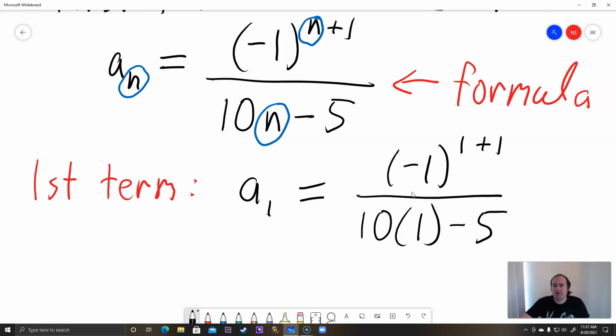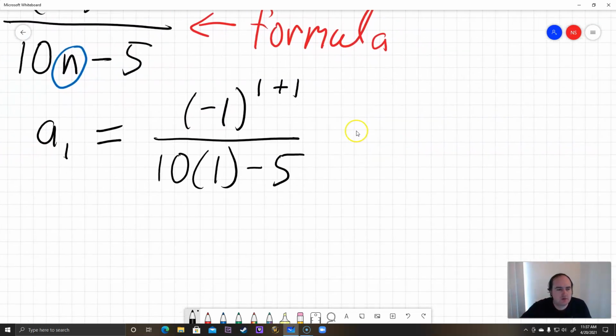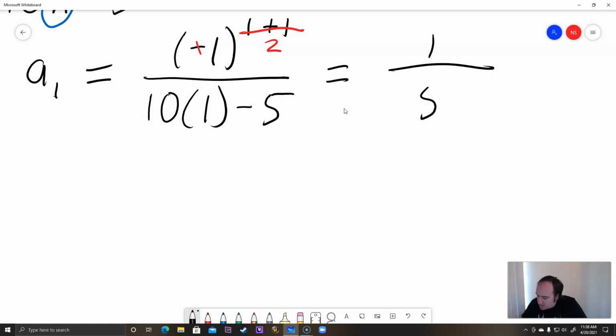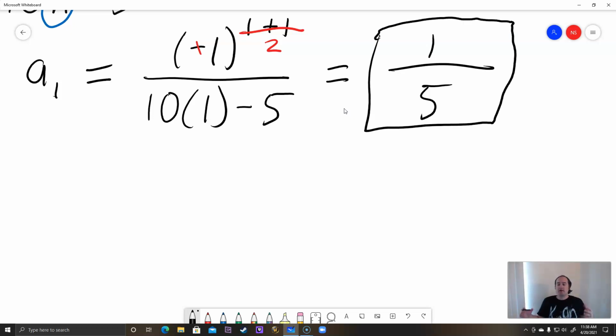And then of course you want to simplify this. Okay, so if we simplify this, 1 plus 1 is 2. Okay, and then (-1) squared is -1 times -1, so the minuses cancel. So that minus goes away and we get +1 in the numerator. And then in the denominator, 10 times 1 is 10, minus 5 is 5. So our first term is 1/5. Okay, that's our a1, or a sub 1. When I say sub 1, I mean subscript of 1. So it's a with a subscript. That little number on the bottom right corner is called a subscript.